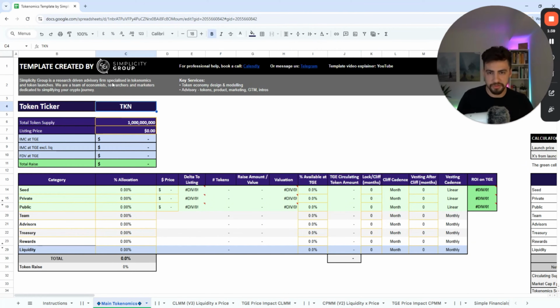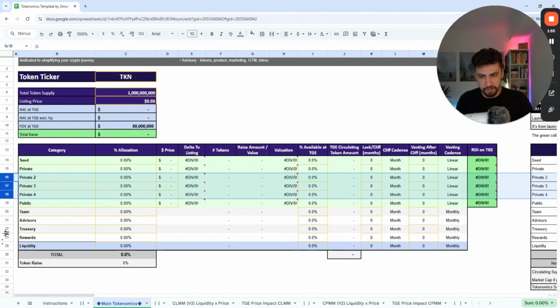So without further ado, as I mentioned, edit the things with a golden border. So, the token ticker, let's keep TKN. Let's say 1 billion supply. Let's make the valuation something reasonable, like $30 million. So price at 3 cents. Here, this is the full tokenomics table.